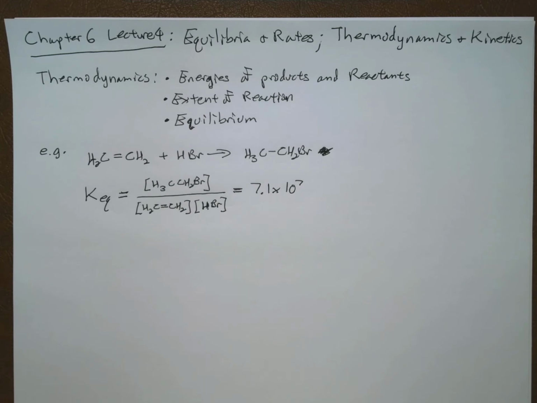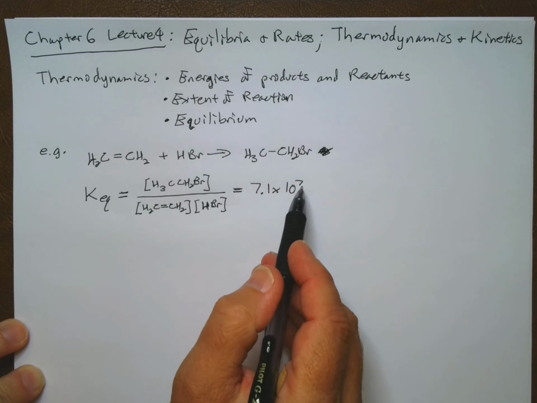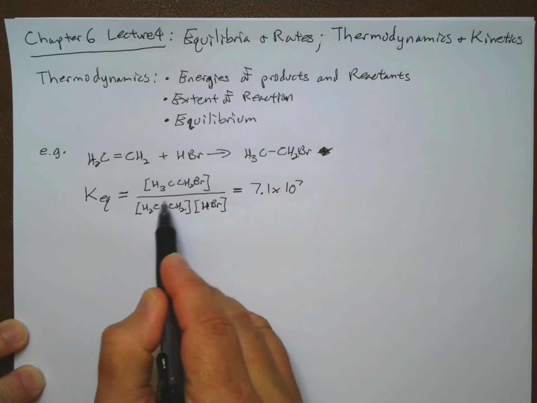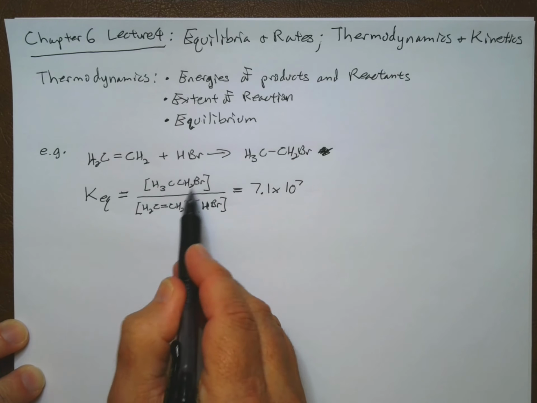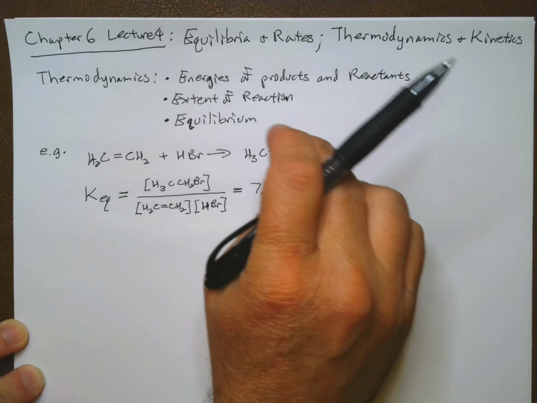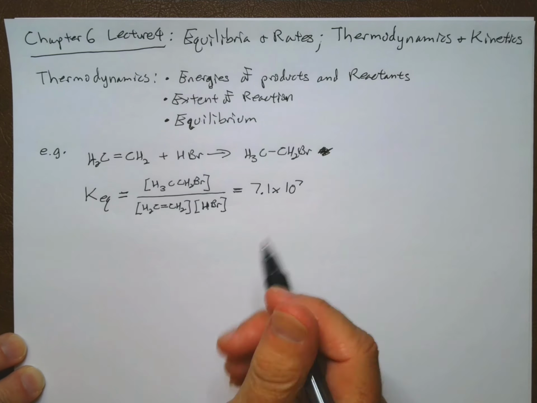Now what does that mean? Well, one way I like to think of it is at equilibrium you have 7.1 times 10 to the 7th times as much product as you do reactant. So your relative amount here is 7 times 10 to the 7th, and these are 1. So you have roughly 70 million times as much of this as you do this other stuff.